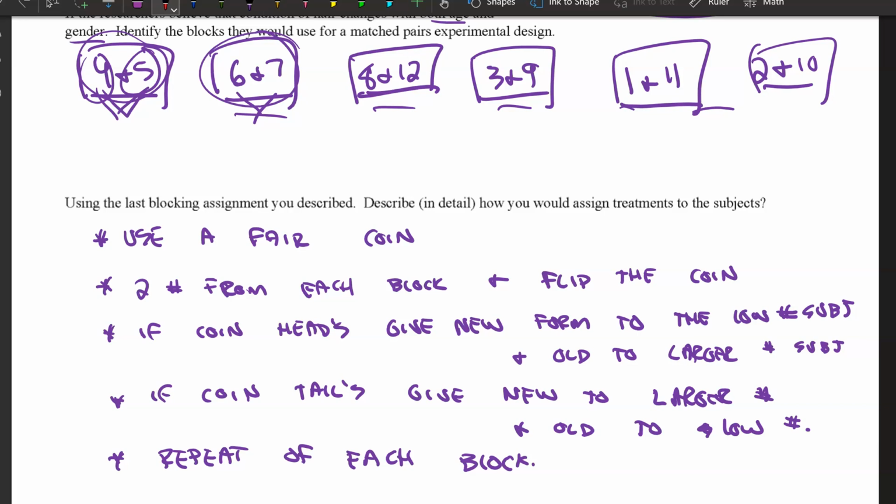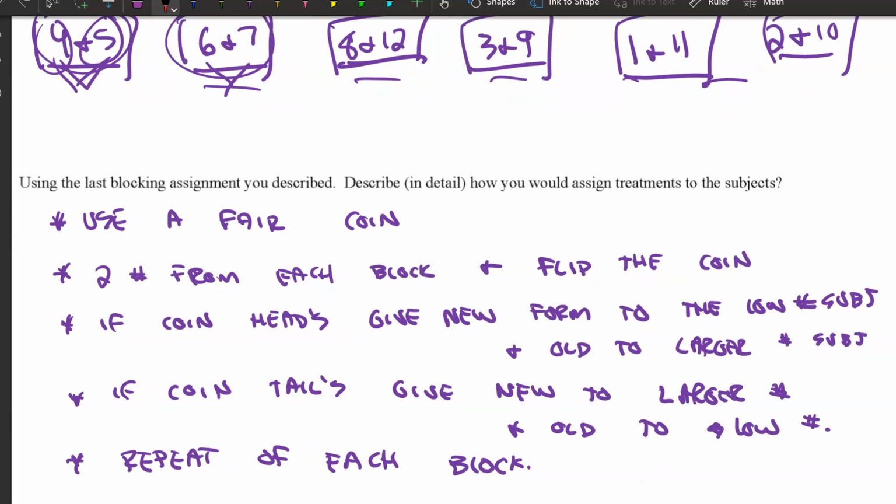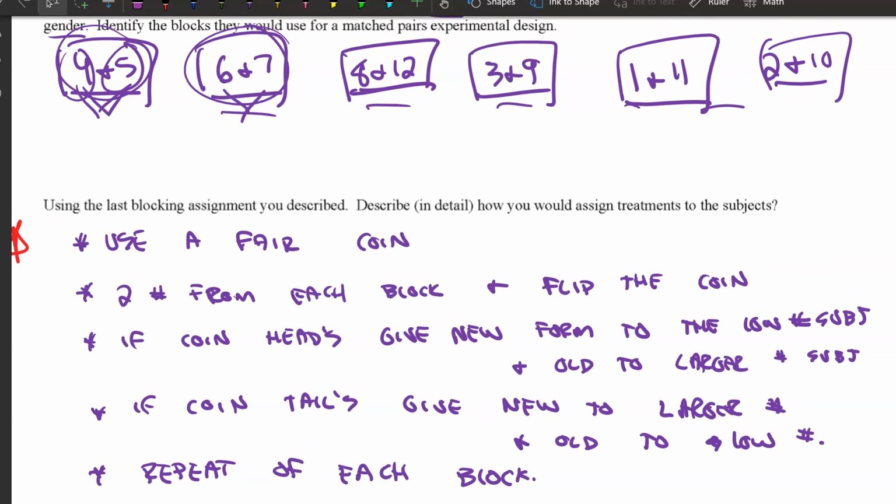These are common types of questions that you see on the AP test. And kids a lot of times lose points on it because they don't want to sit there and, you should be able to just say randomly assign the subjects to the two shampoos. But to get credit for this, you need to have the detail, okay?